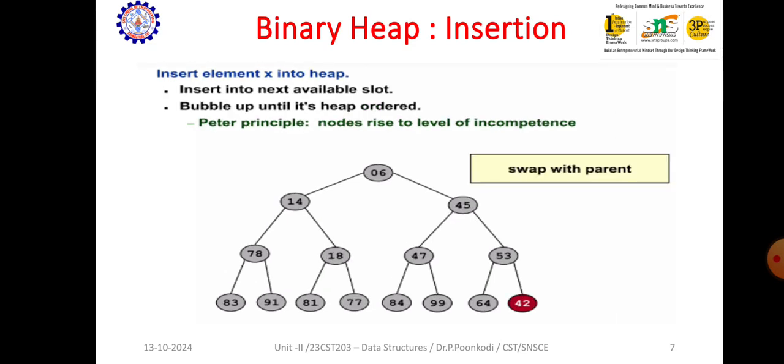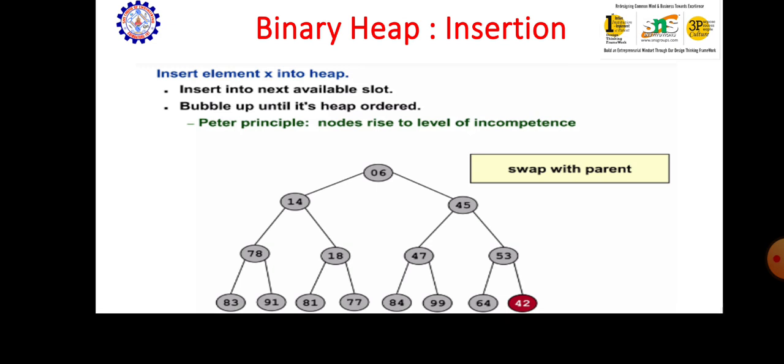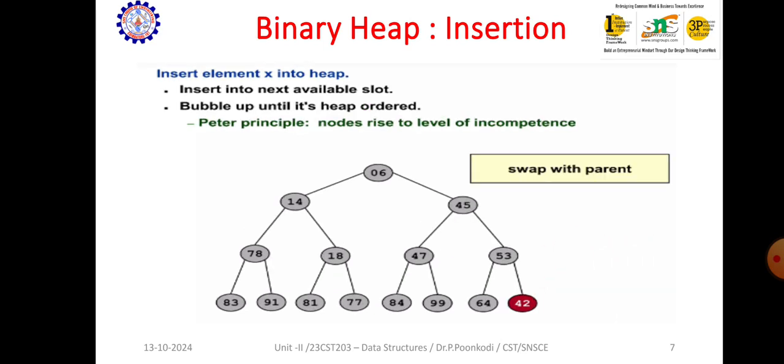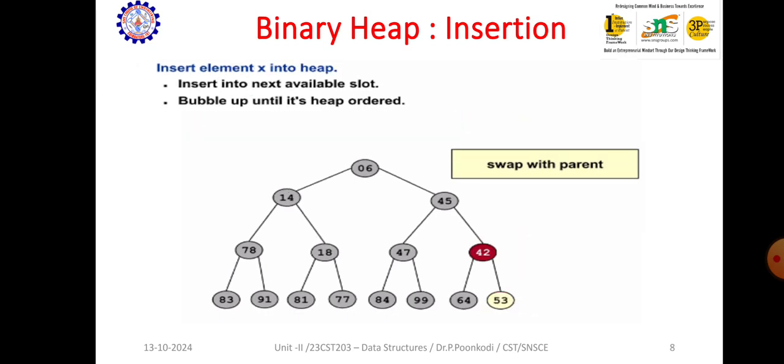Here I want to insert the value 42. The next free slot is here. If I insert this value and compare these three values, 42 is the minimum. That should be in the root node, right? So we have to swap the values. The 42 will come to the root node, and the 53 is attached on the right side.